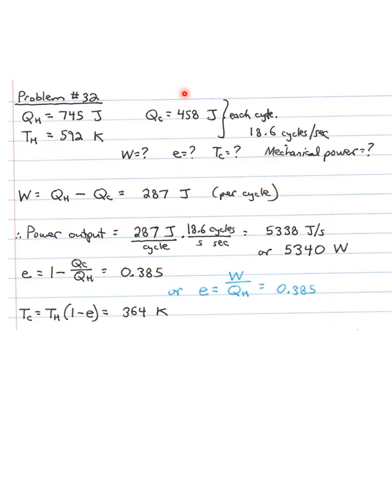Then it says it operates at 18.6 cycles per second. Okay, so that's giving us some information about the timing. So I'll just write that off to the side, 18.6 cycles per second. And it asks, what is the work done during each cycle? What is its efficiency? What is the temperature of the cool reservoir? And D, its mechanical power output. So mechanical power, remember power involves energy per time. So it's in that fourth question that we're going to need to figure out.